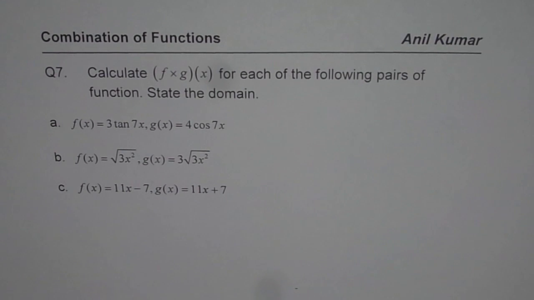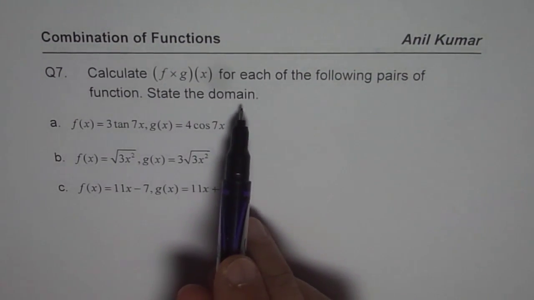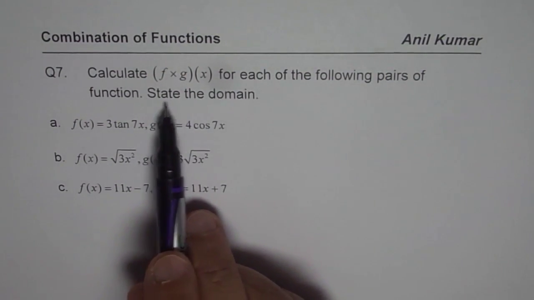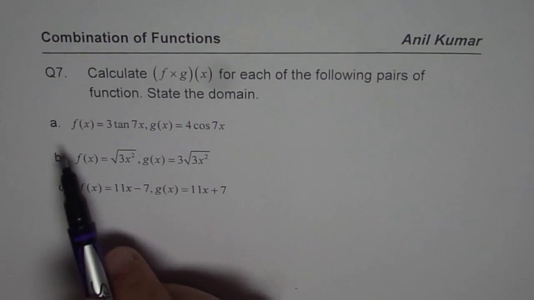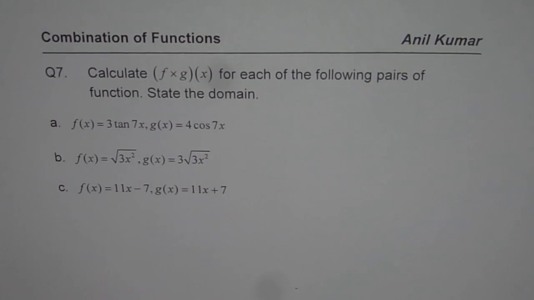Question number 7 is: calculate f times g of x for each of the following pairs of functions, and state the domain. Now what I notice is that some students forget to state the domain, right? If you don't state the domain, you lose marks. Remember that part. Now these are 3 different questions from the test paper. You can pause the video, answer the question, and then look into my suggestion.